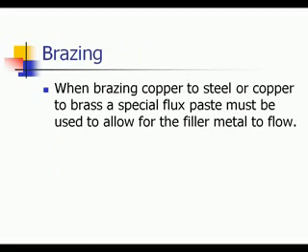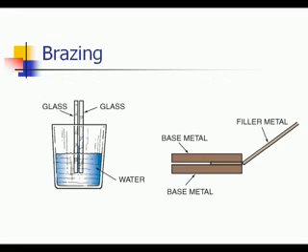Another type of filler metal is brazing rod. It uses copper alloys with a percentage of silver between 15 and 60%. It requires much higher flame temperatures to flow correctly, above 800 degrees. In most cases, as long as you're using the same metal, flux is not required to braze a joint. When brazing copper to steel or copper to brass, a special flux paste must be used to allow the filler metal to flow.